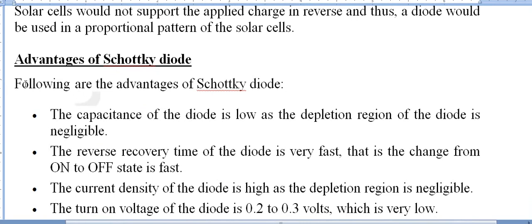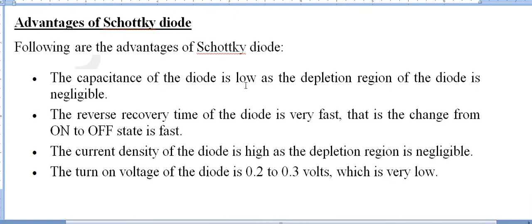Now let us discuss what are the advantages of Schottky diode over simple PN diode. Now these are some of the advantages. First, the capacitance of the diode is low and the depletion region of the diode is negligible. Because the depletion layer is almost zero, there is no charge storage, and because there is no charge storage, the capacitance will almost be zero.